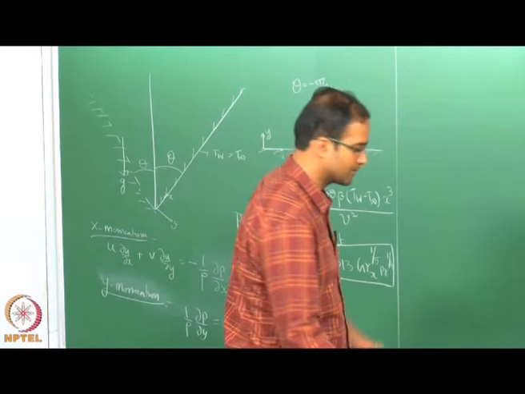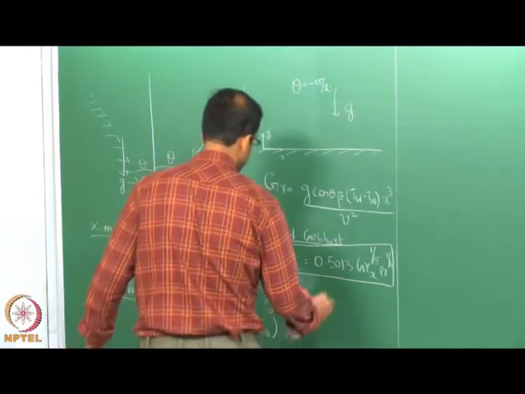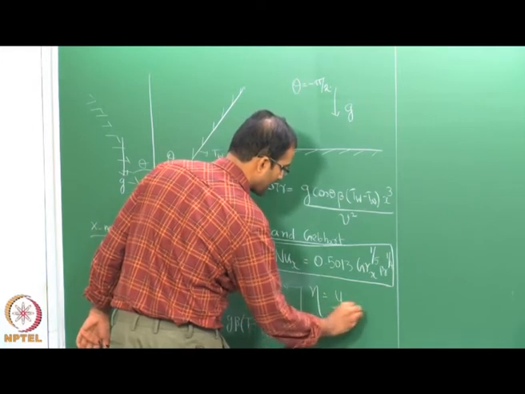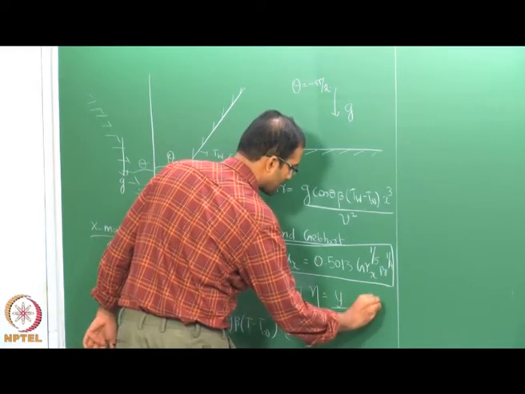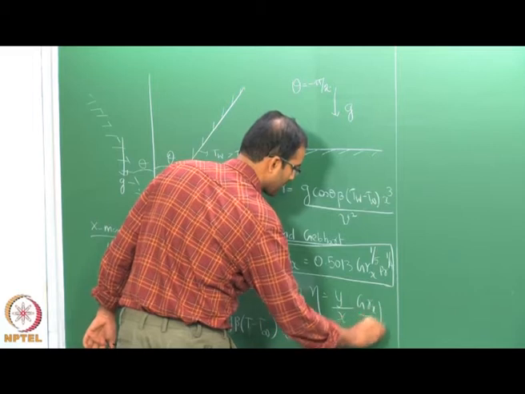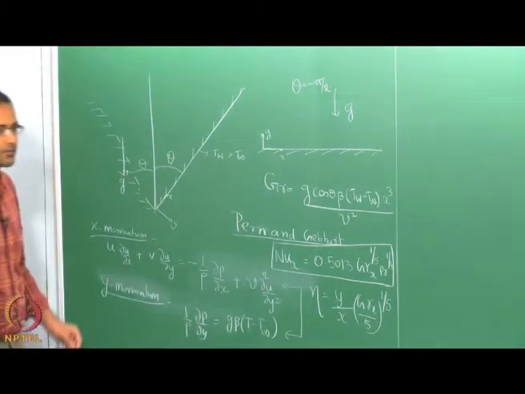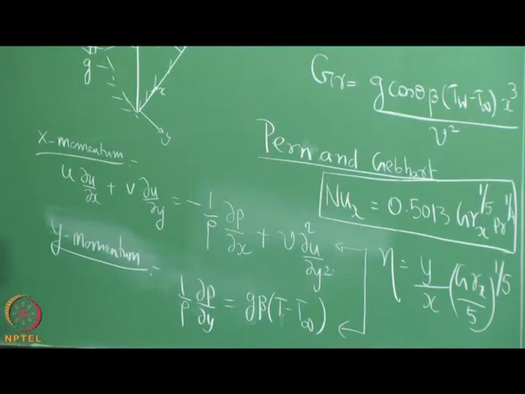Okay. So, to derive this they used a similarity variable eta, which was y by x, Grashof number by 5, the whole raised to the power 1 by 5. So, this is the kind of similarity variable that they used.